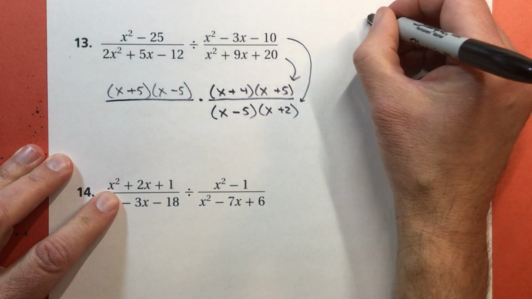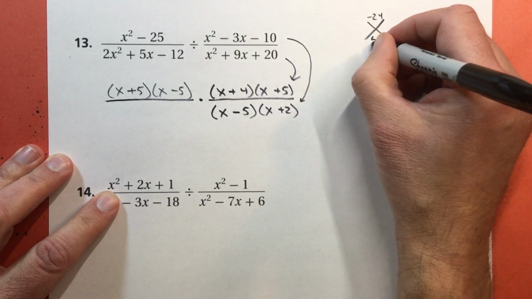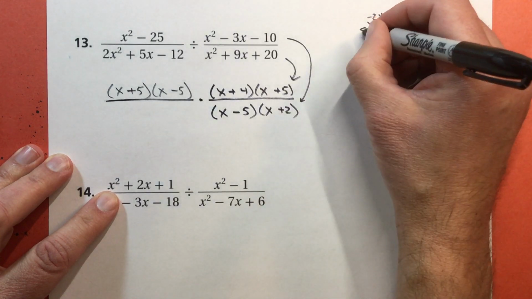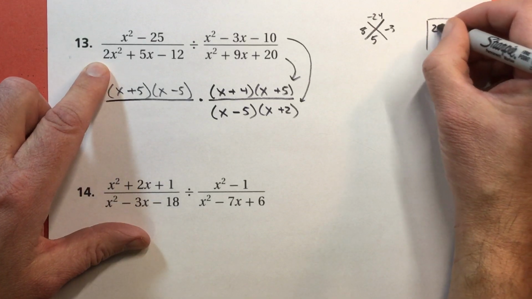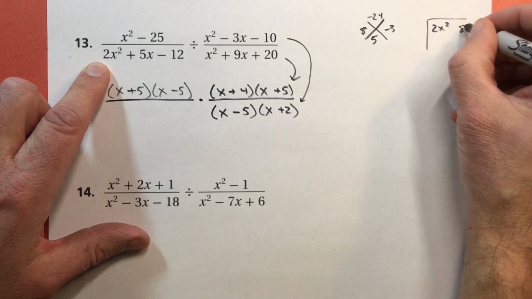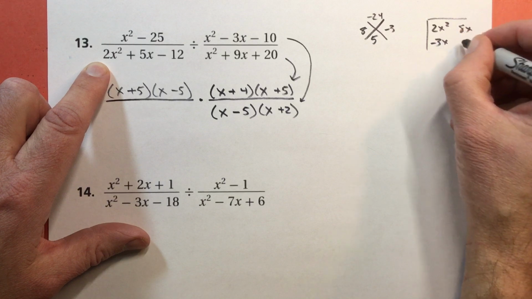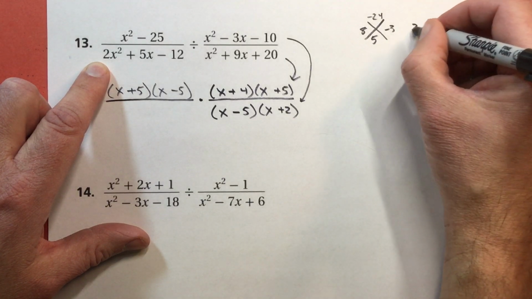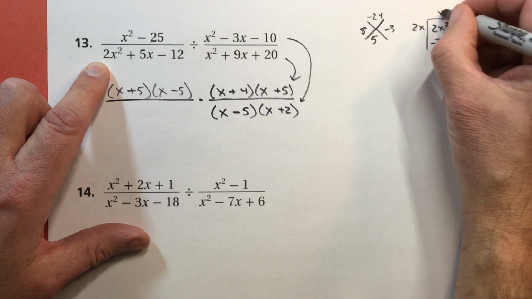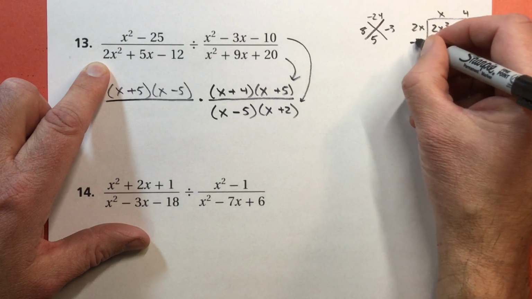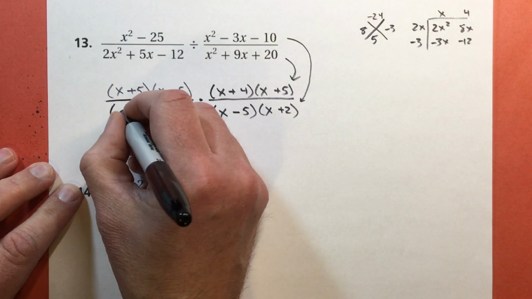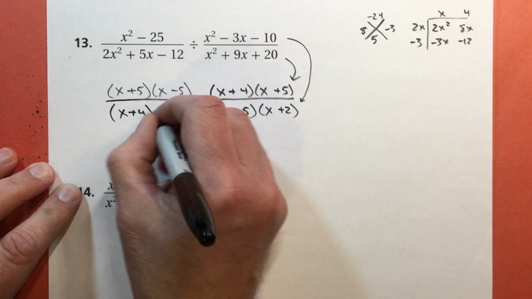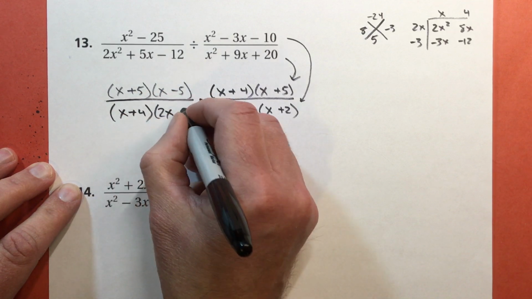2 times negative 12 is negative 24. I got 5 here. That's going to be 8 and negative 3. Make my multiplication chart. I get 2x squared, 8x, negative 3x, negative 12. That gives me 2x. That's x and 4, and this will be negative 3. Double check. Yep, that all works. So I got x plus 4 times 2x subtract 3.